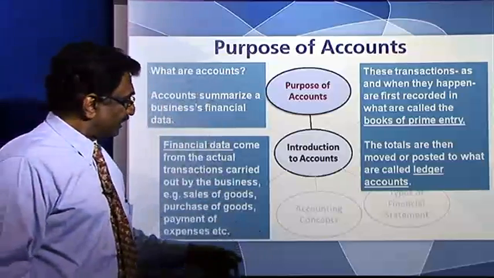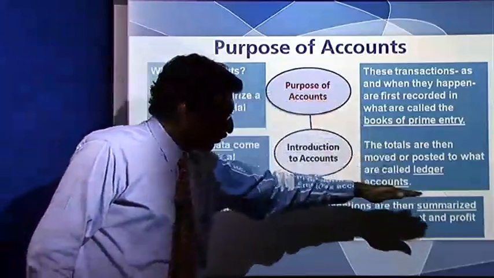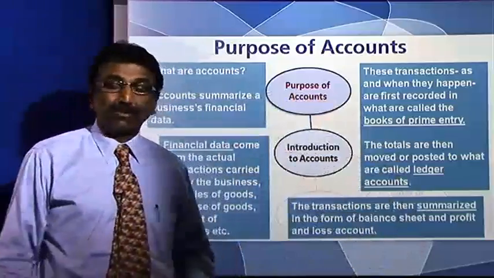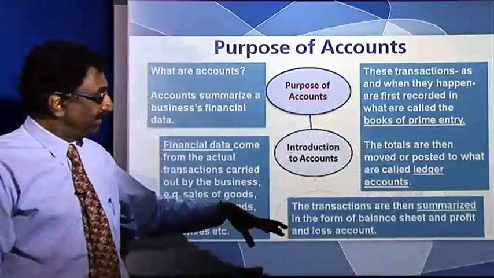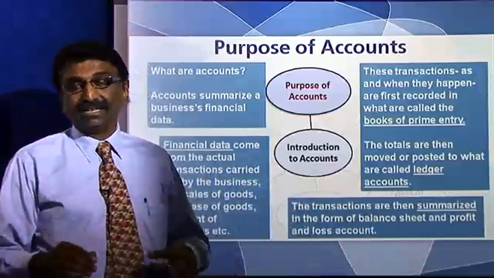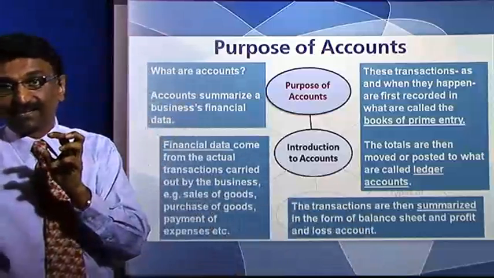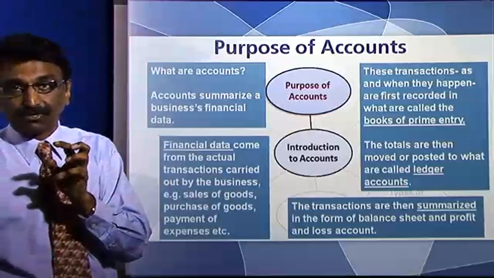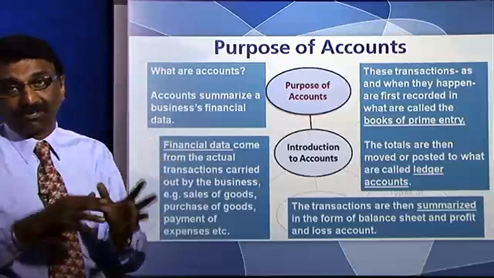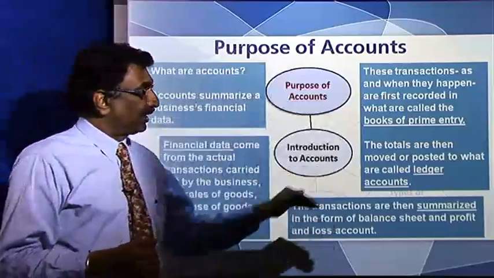To summarize, from the ledger accounts, the data flows into a summarized form, which is what we said accounts are all about, in the form of what is known as the balance sheet and profit and loss account. We will shortly see what these two mean, but they generally give you an idea of the financial status. Is the business making a profit or not, and are the assets of the company more than its liabilities, or are the liabilities outweighing the assets? We will look at that shortly.